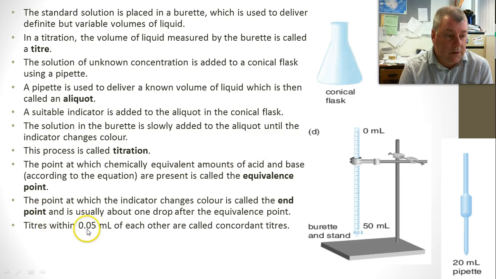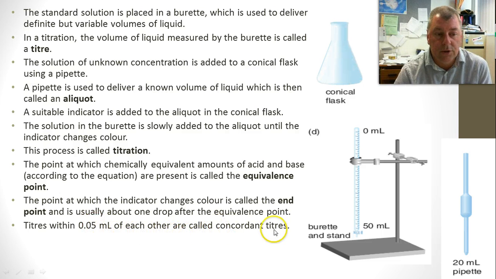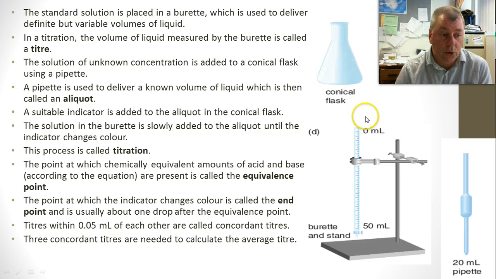Titrates within 0.5 milliliters of each other are called concordant titrates. That means they're good. If you're outside of that, that's more than 1 droplet, you'll usually have to do it again. And if you're doing it professionally, you'd end up doing a lot until you get it very accurate. 3 concordant titrates are needed to calculate the average.